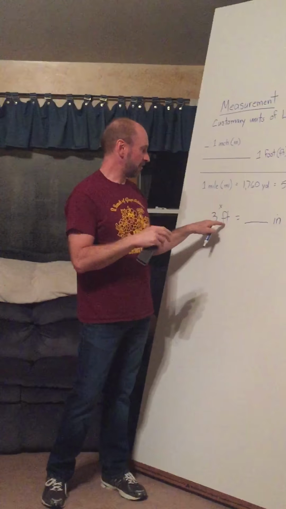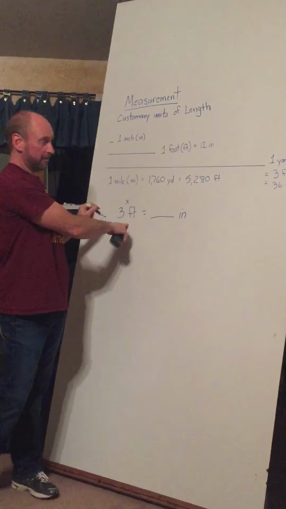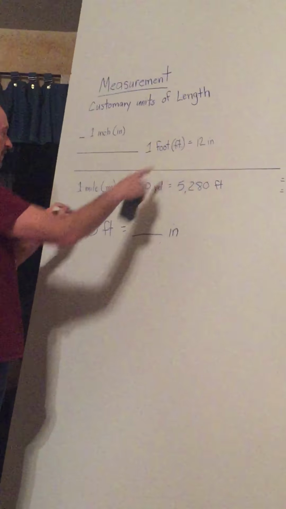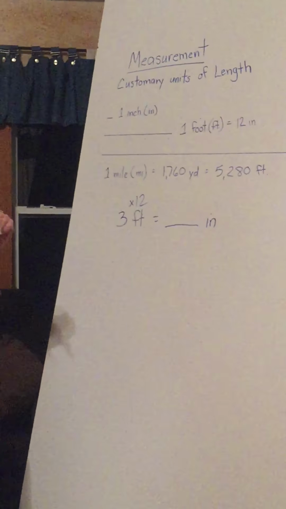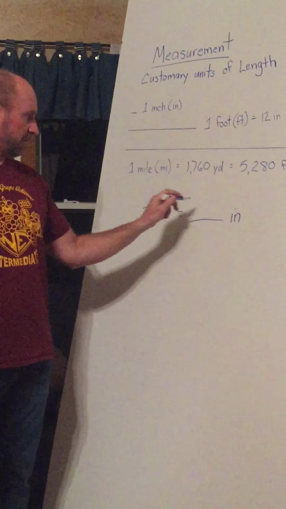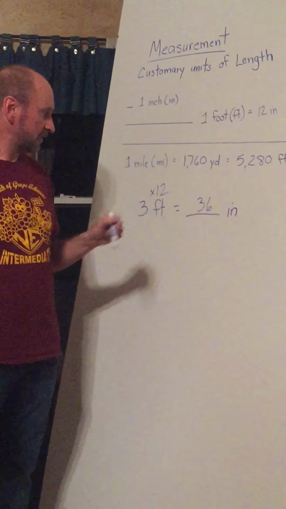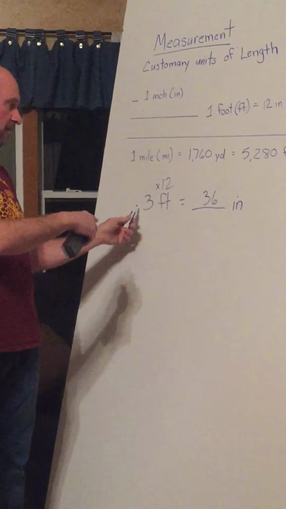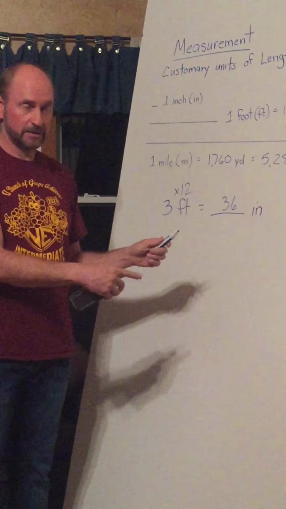And then you just ask yourself, how many inches are there in a foot? And if you look up here, there are 12. So when we multiply 3 times 12, which is a basic fact, it is 36 inches. So the conversion, 3 feet, converts to 36 inches.